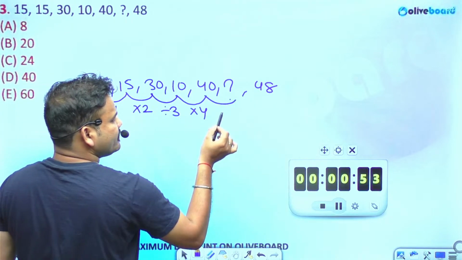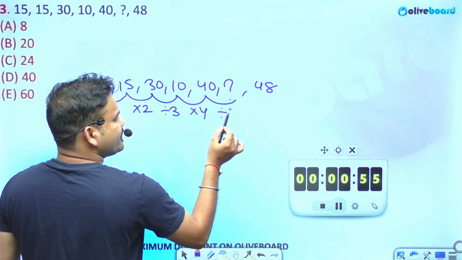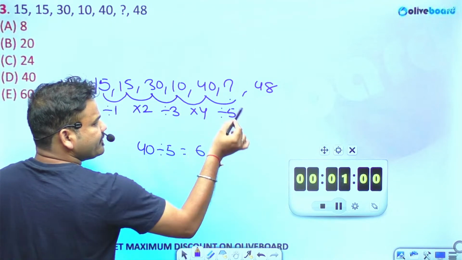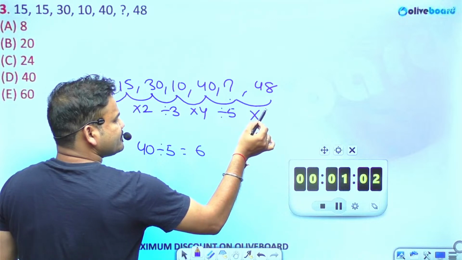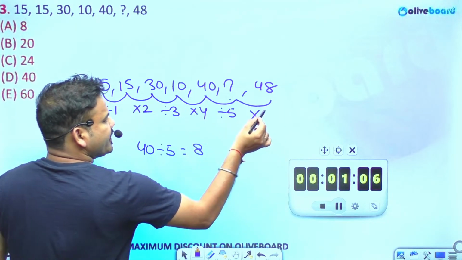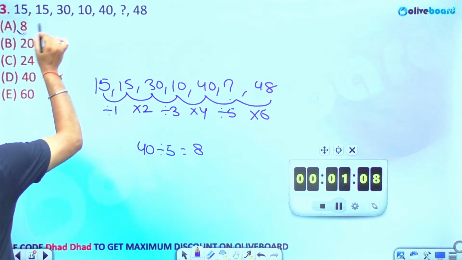So the next will be divided by 5. So 40 divided by 5 is equal to 8, sorry, 8, and 8 multiplied by 6 is 48. So 8 is your answer, which is option number A.